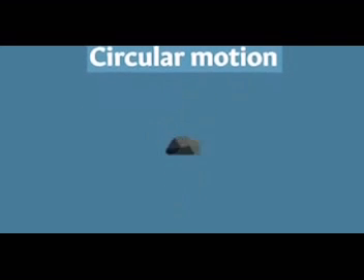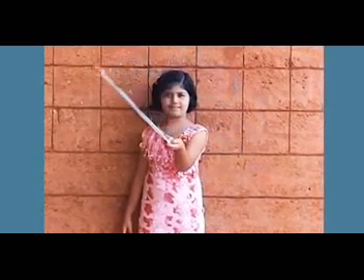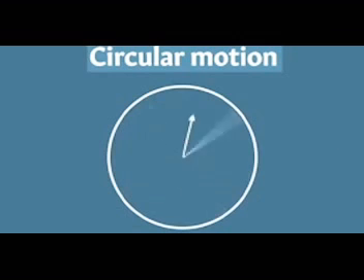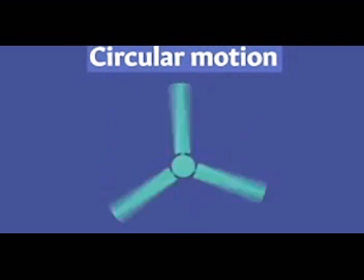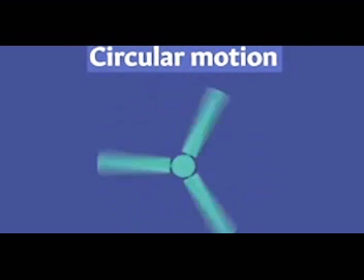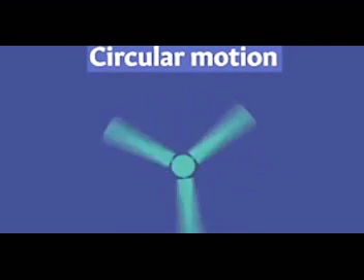Take a small object and tie it to one end of a rope. Take the other end of the rope in your hand and whirl it around in circles. You see that the object is performing circular motion. Notice that the distance of the stone from your hand is always the same. What about the moving fan? Is it also undergoing circular motion?